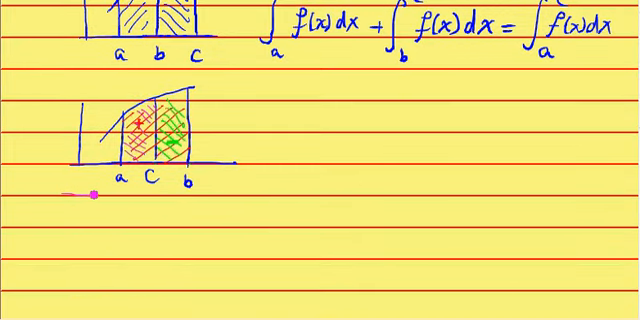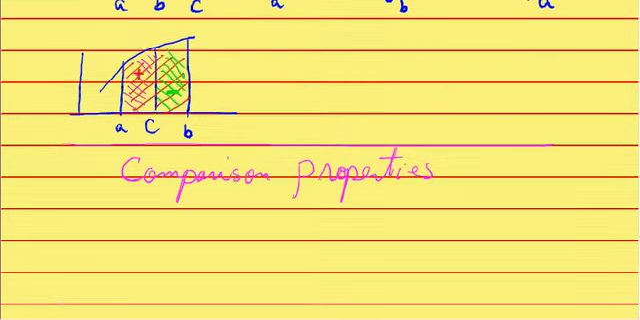Next set of properties that we have for definite integral is so-called comparison properties. These properties refer to the situation where you are comparing one function versus another, and then you want to compare the integrals of the same two functions.